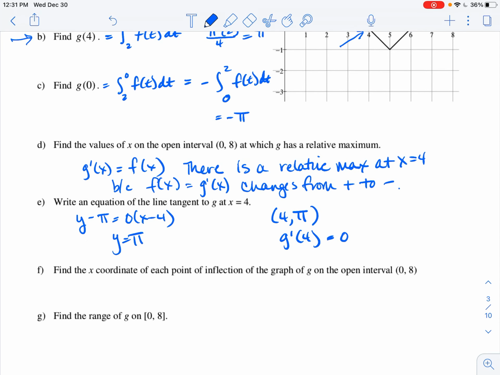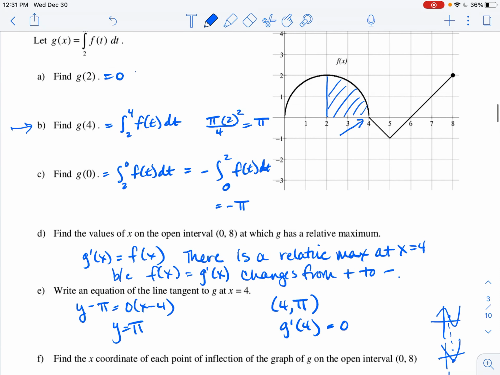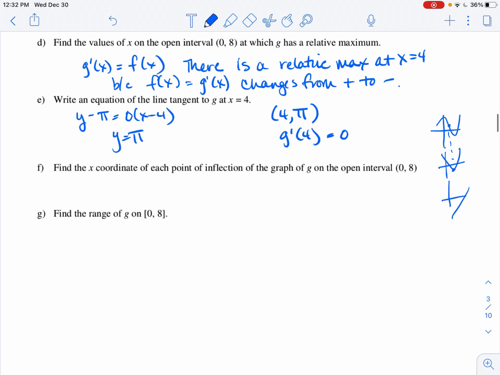Question F, find the x-coordinate of each point of inflection. All right, so again, I'm going to look at my little 3 graphs. I know a point of inflection occurs where my derivative changes from increasing to decreasing. And so I am increasing on this side, decreasing on this side. So I know I'm going to have a point of inflection at an x value of 2. I also am going to have a point of inflection, decreasing to increasing, at 5. So I have 2 points of inflection.